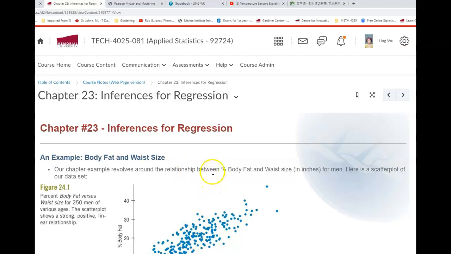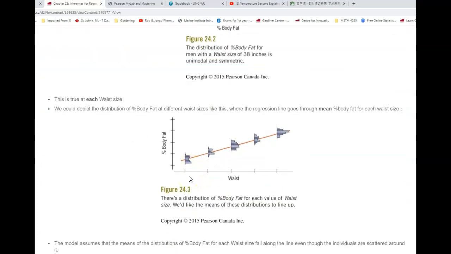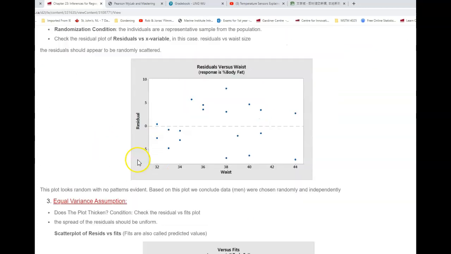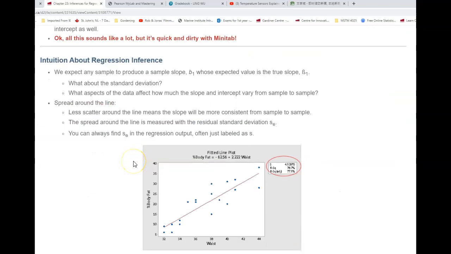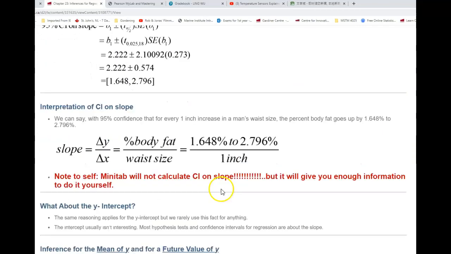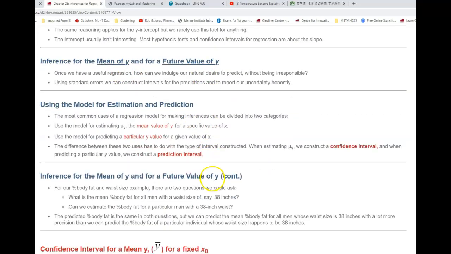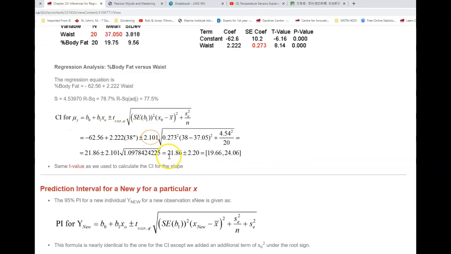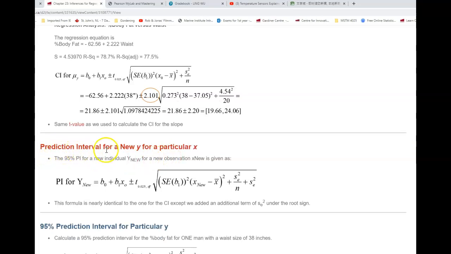So in this chapter, we will use this example, body fat and the waist size, and we will talk about the assumptions and conditions checkouts, and then in the last portion we will do a 95% confidence interval on the slope, a confidence interval for predictions, so that's a confidence interval for a mean value, and for individual values, this is called the prediction interval.